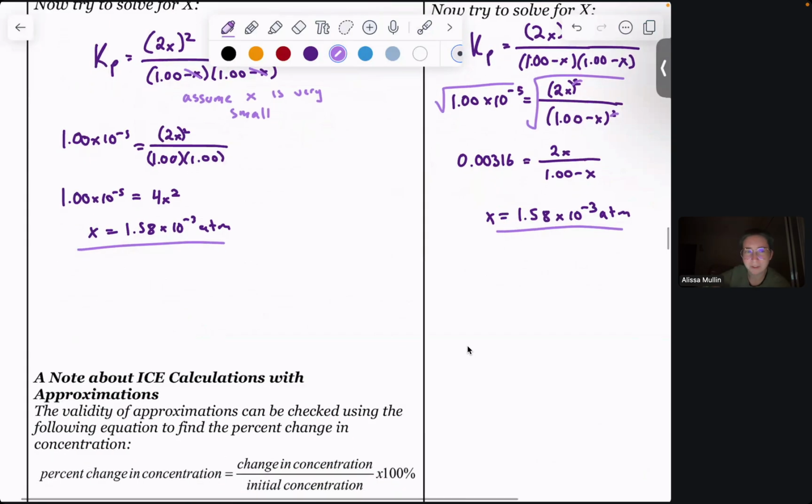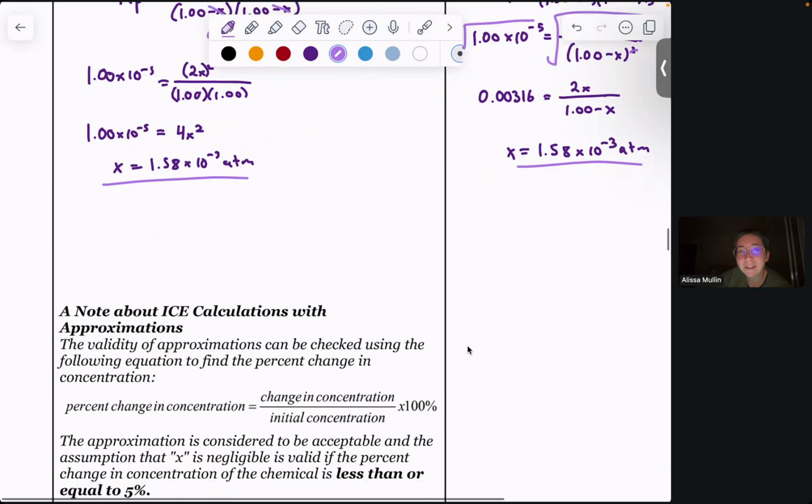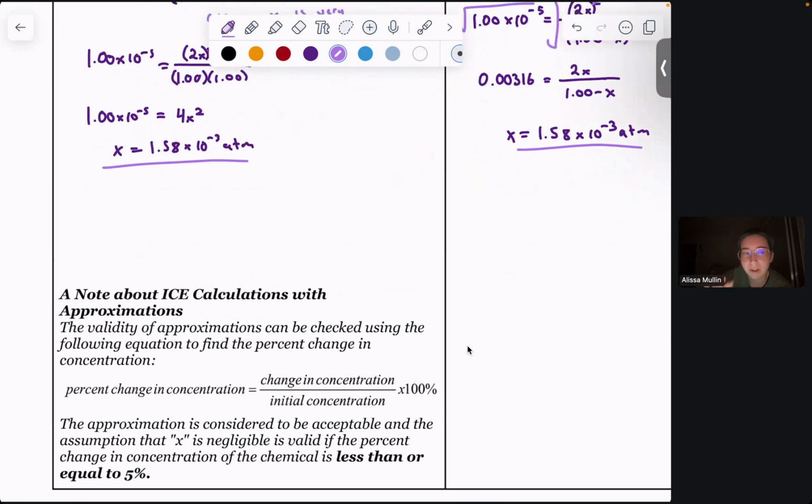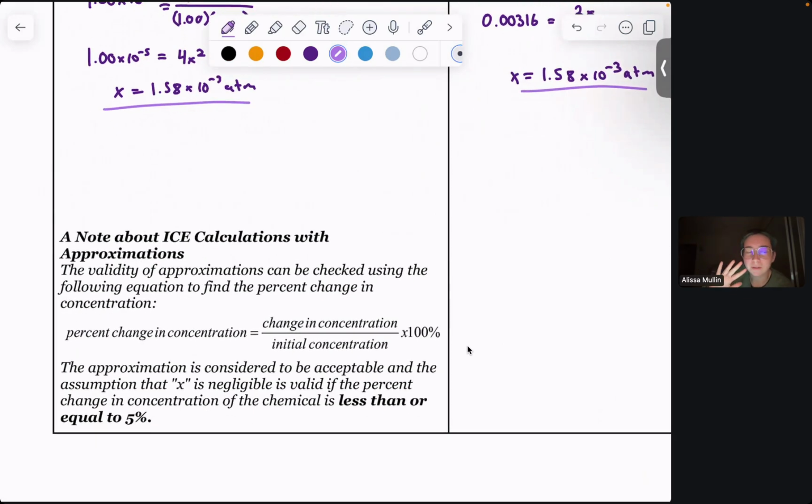Do want to point out with this left-hand side one, for this class, like 99% of the time we just do it and we're like, well, probably true. And we just do it, no problem. Technically, there is a way to prove that this was a valid assumption to make. The assumption we're making is that the change was very small compared to our initial concentration. And by very small, it should be less than 5% of the original had gone away. Less than a 5% change.